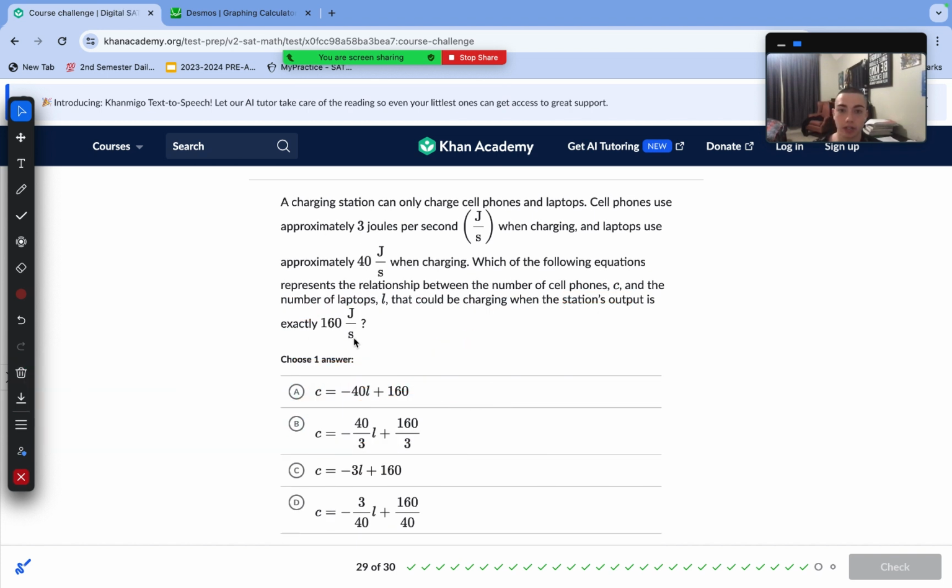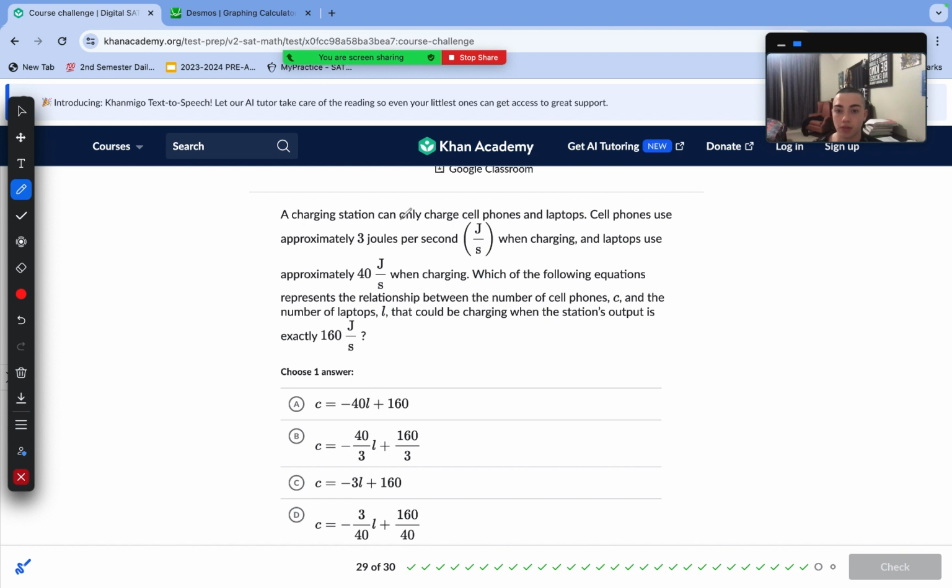A charging station can only charge cell phones and laptops. Cell phones use approximately 3 joules per second when charging, and laptops use approximately 40 joules per second when charging. Which of the following equations represents the relationship between the number of cell phones, C, and the number of laptops, L, that can be charged when the station's output is exactly 160 joules per second? So we set up the equation like this. 160 joules per second is equal to 40 joules per second times L plus 3C.